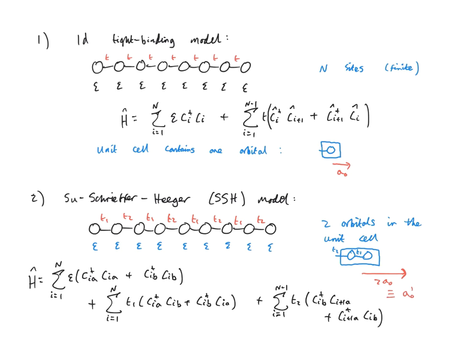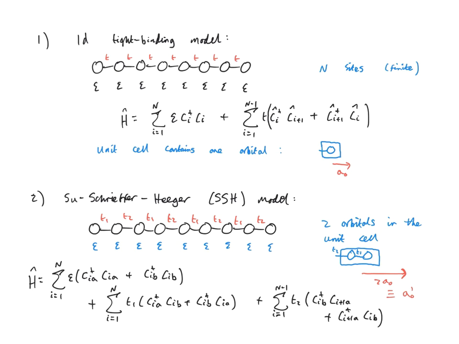So it looks a bit more complicated, but you can see in pictures it's very similar, and it's actually rather simple. I have a single on-site energy epsilon. I have just a 1D chain of orbitals. I label a given unit cell i. This is i equals 1, this is i equals 2, i equals 3, i equals 4, and so on. And then within the unit cell, I have orbitals A and B.